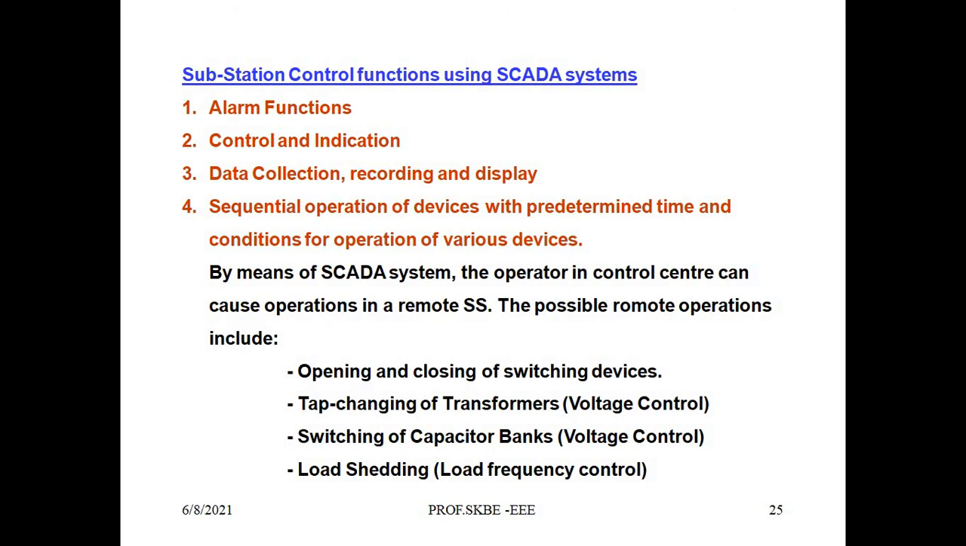The possible remote operations include opening and closing switching devices and tap changing of transformers. Here tap changing means two types of tap changing methods in a transformer. One is on-load tap changing, another one is off-load tap changing. That is called voltage either rising or reducing. We are using the concept of tap changing transformer, that means voltage control. Switching capacitor banks, that means when the inductive reactance load is high, then capacitance will be synchronized. The synchronous condenser method is used in synchronizing the capacitor bank.